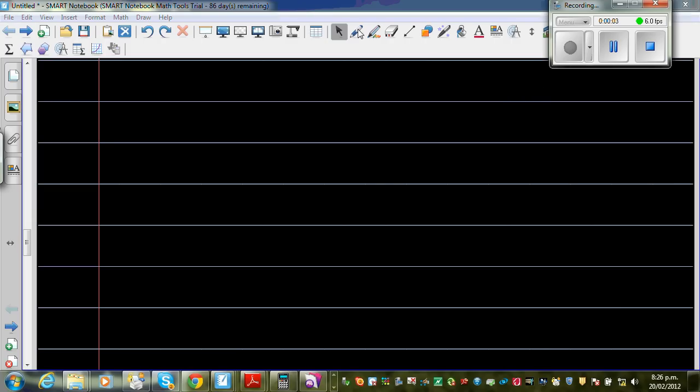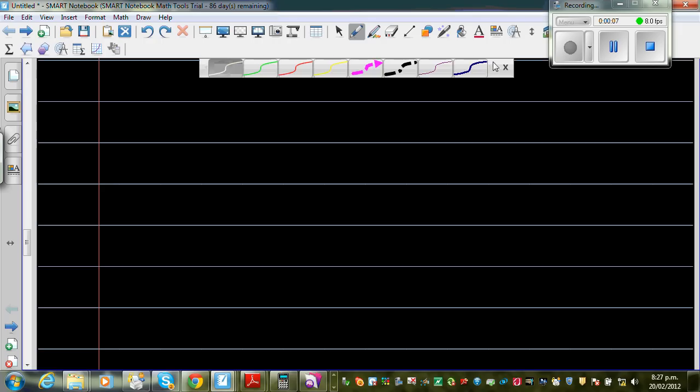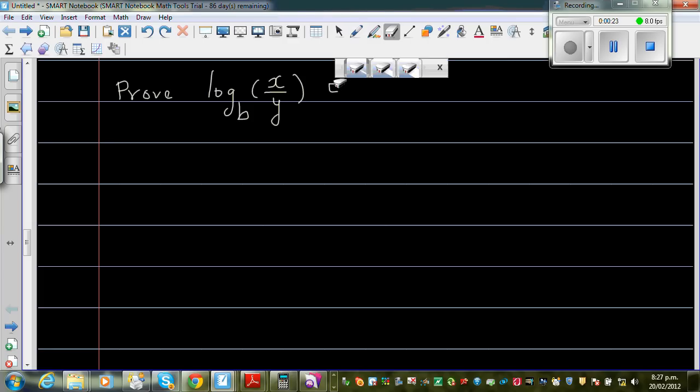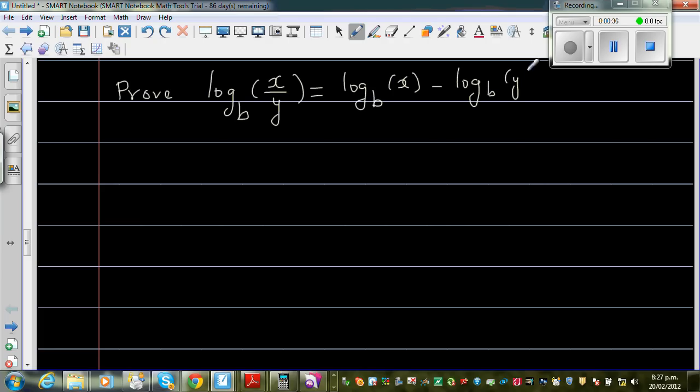Continuing with log rules, we're going to prove the second rule of log. We want to prove that log base b of x divided by y is equal to log base b of x minus log base b of y. This is the second rule: when you're dividing a number by a different number, it is the same as log of that number minus log of the denominator.